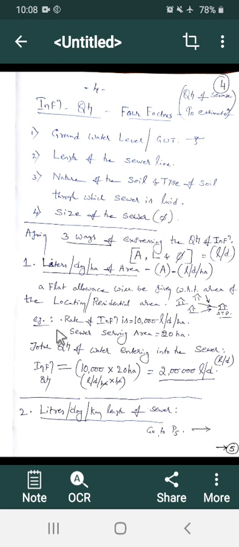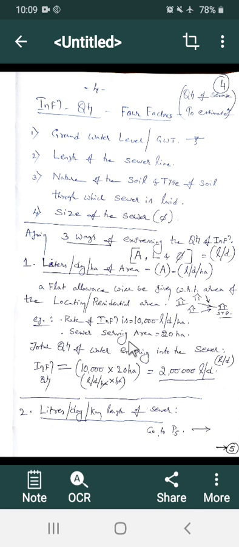Now, the example on the rate of infiltration. This is a small problem that will give an idea of how to estimate the liters per day per hectare of area, and how much water is going to be considered. For example, the rate of infiltration is 10,000 liters per day per hectare. In 1 hectare of area, 10,000 liters of water is entering into the pipeline per day. It is the rate of infiltration going inside the sewer line.